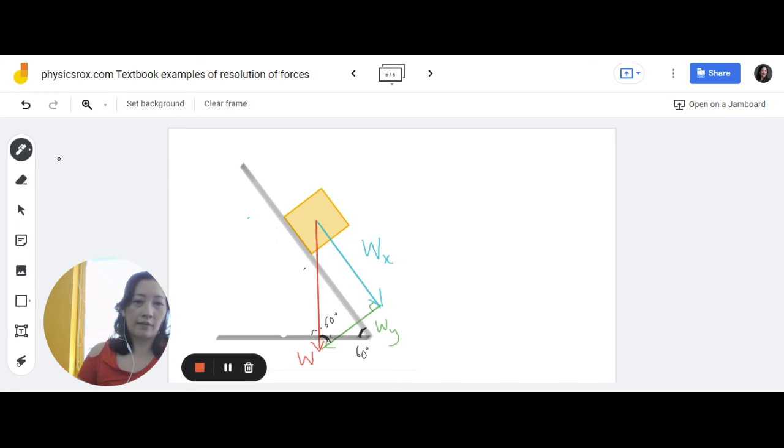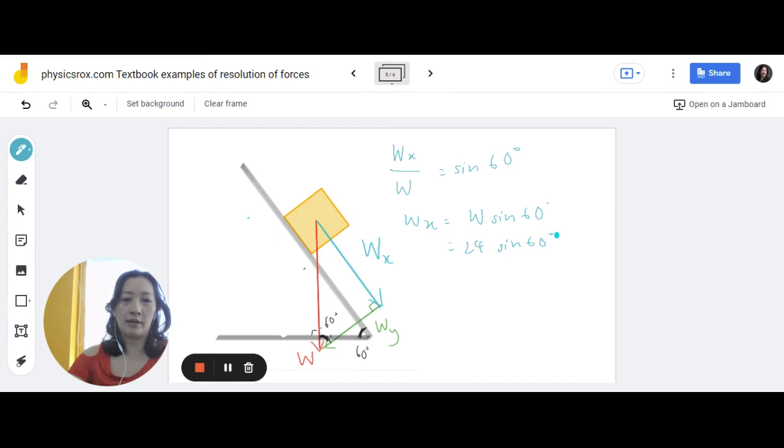Now, how to find the value of Wx and Wy? So Wx is the opposite, right? So Wx, using SOH CAH TOA, Wx over W, opposite to 60, sine, right? So sine 60, which means that Wx can be calculated as W sine 60. How much is W? 24, right? So that gives us 24 sine 60. Sine 60 times 24, I'm just going to copy the answer from the textbook, okay? 20.78 Newton.